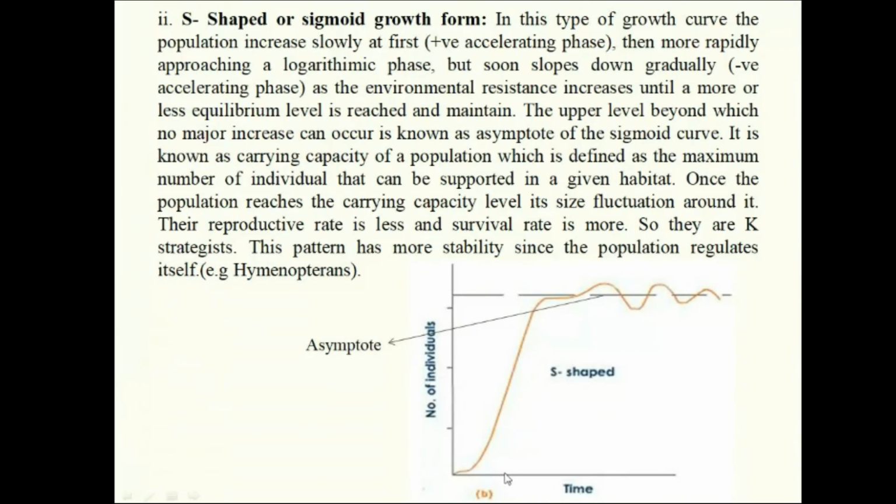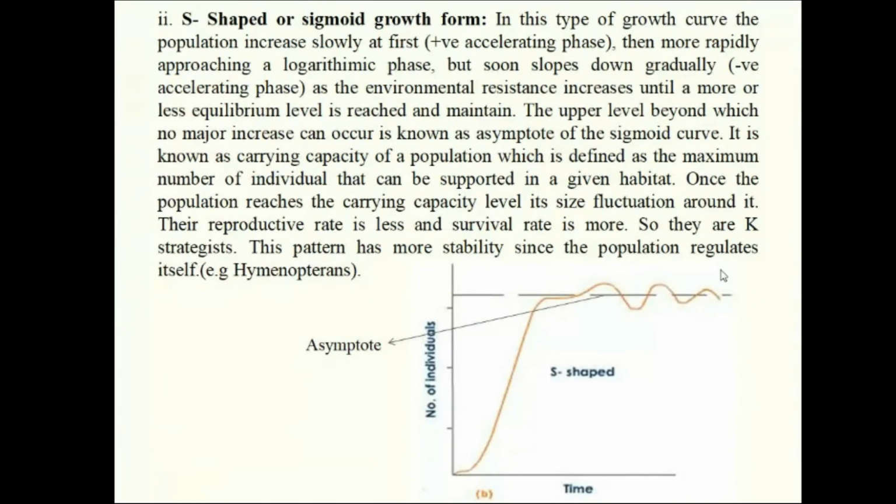Yes or no? First, they will increase at an increasing rate. Then they will increase at a decreasing rate. Then they will achieve a point beyond which they cannot reproduce, just like aphids. What will they do? Even though an unfavorable situation is there, they will try to fluctuate around a particular position. The position is known as what? Your asymptote in case of statistics. In case of ecology, that is known as carrying capacity. Understood? Yes, sir.